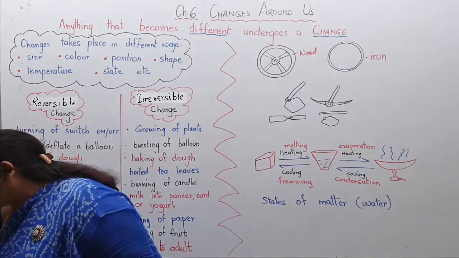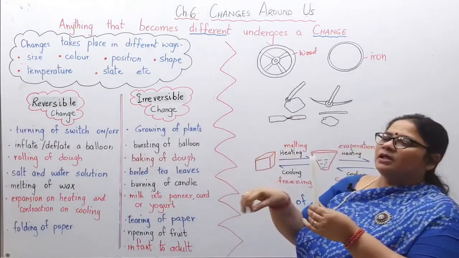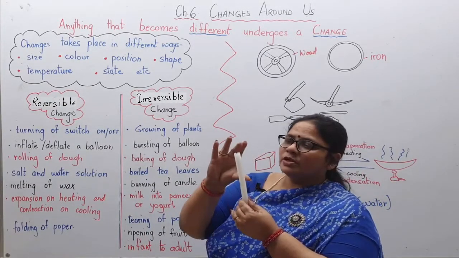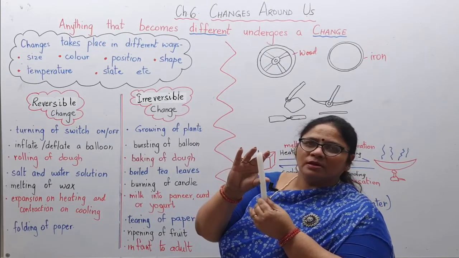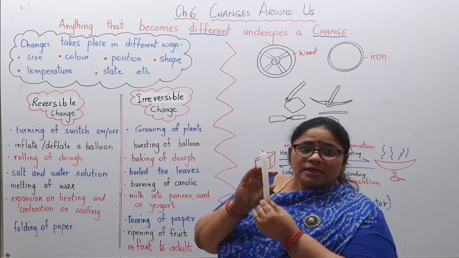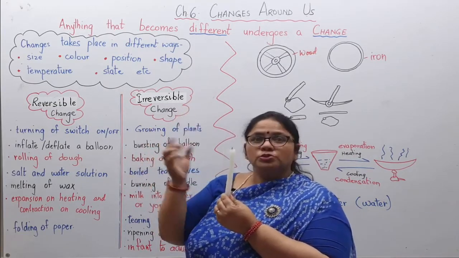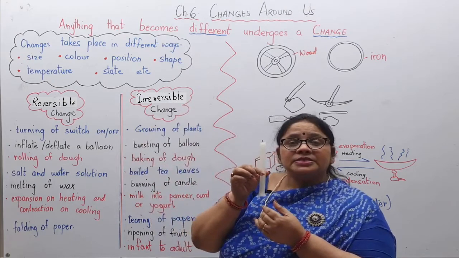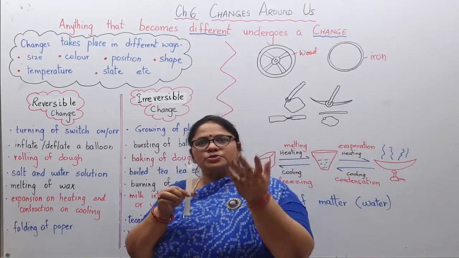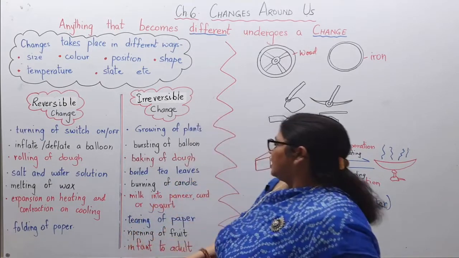And on the other hand, suppose you have a candle, this bigger candle, and suppose you burn this candle for half an hour, what will happen? Gradually the candle will burn and it will become shortened, isn't it? Can this be reversed back again into a big candle? No. So this is an irreversible change, because this candle cannot come back to its original position after being burnt.